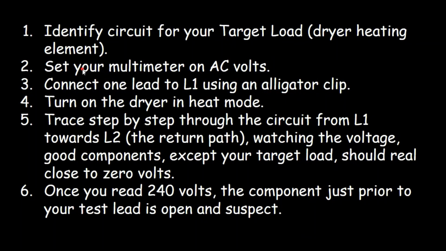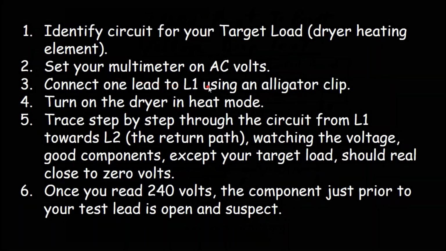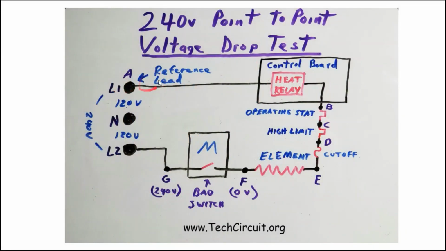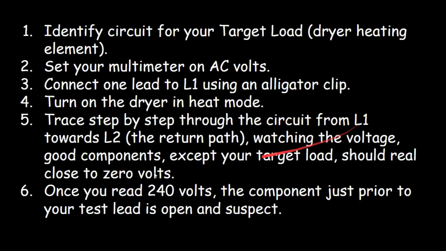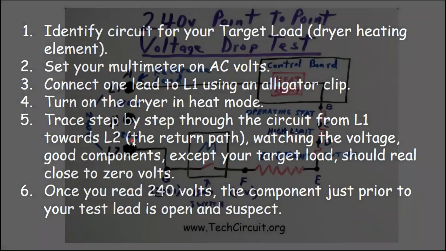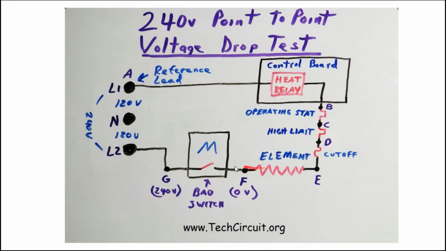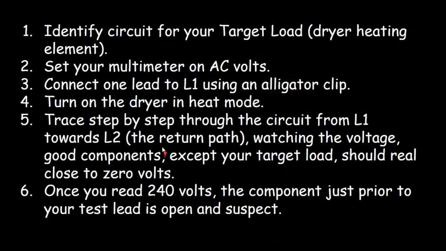You're going to set your multimeter on AC volts. You're going to connect one lead to L1 using an alligator clip. Right here, this is your reference lead. And you're going to trace step by step through the circuit from L1 towards L2, which is the return path in this case. You're going to watch the voltage. Good components, except for your target load, should read close to 0 volts. Once you reach 240 volts, the component just prior to your test lead is open and suspect.